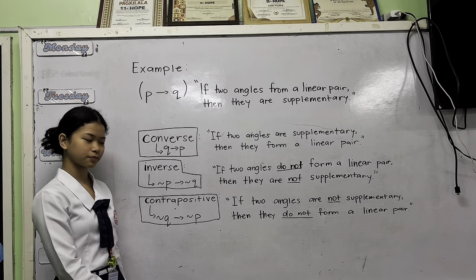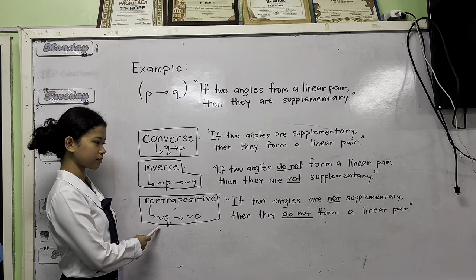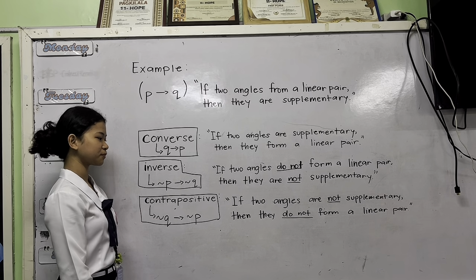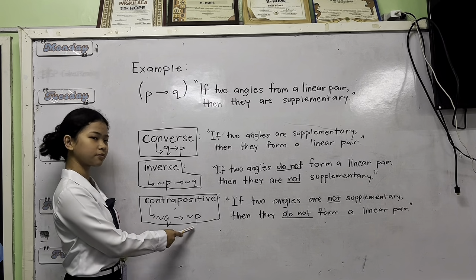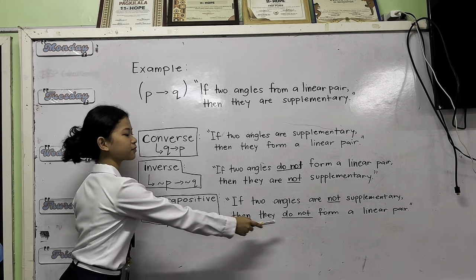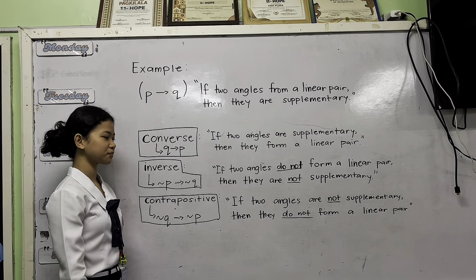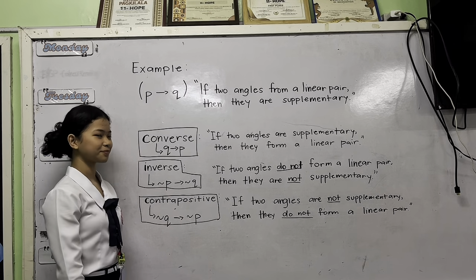So for our Q, here they are supplementary. But since this is negated, we add the word not. And for our second proposition, which is not P, they do not form a linear pair. So still, we add the words do not to negate the proposition P.